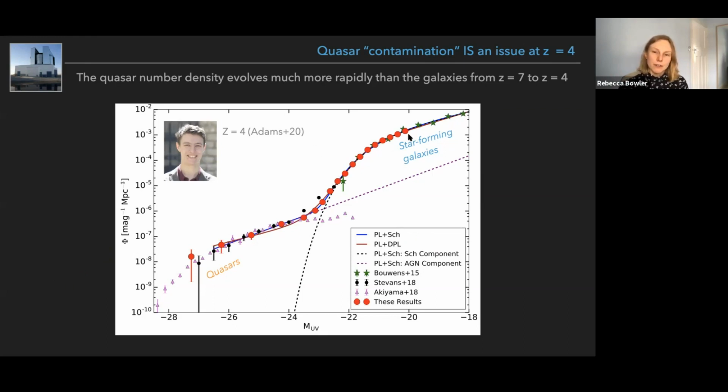So at redshift 4, this is what Nathan's work's been about in the last few years. There are many more quasars than at redshift 7, and there's a very rapid evolution in the quasars relative to the galaxies. And in fact, he finds that the quasars can make a big difference to the shape in the luminosity function. So these are really nice results I just wanted to share with you that show his points in red, where we have the galaxy luminosity function. It starts to drop off, but then we see this huge kick, and this is due to the quasars.